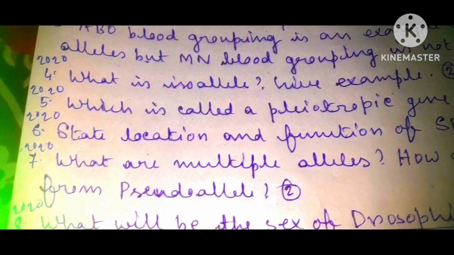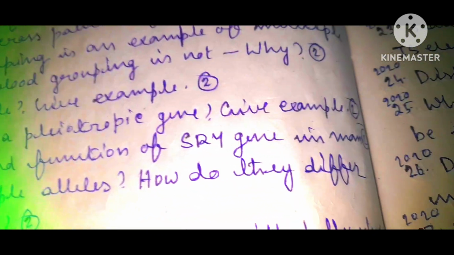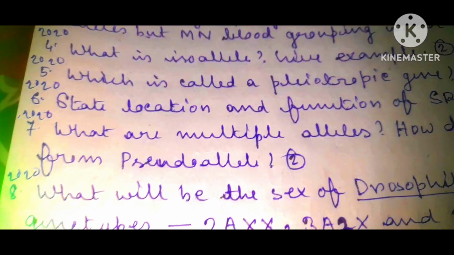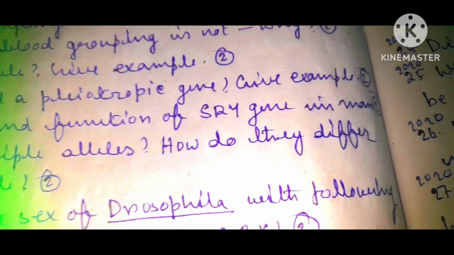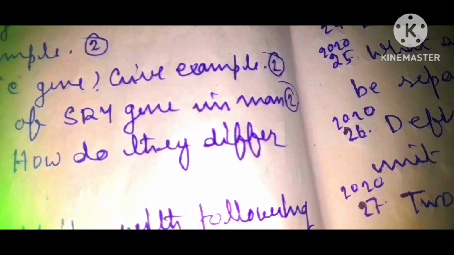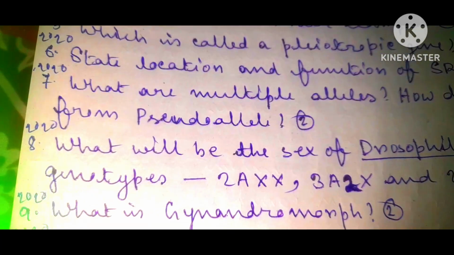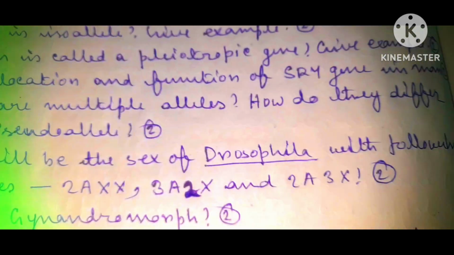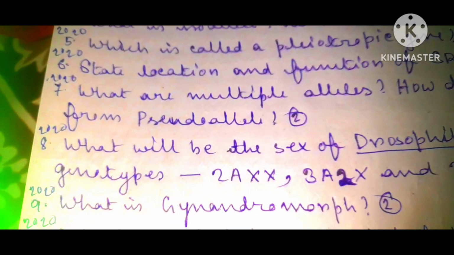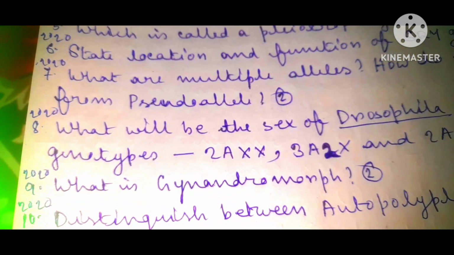Which is called a pleiotropic gene? Give example, carrying 2 marks. State location and function of SRY gene in man, carrying 2 marks. What are multiple alleles? How do they differ from pseudoallele, carrying 2 marks?